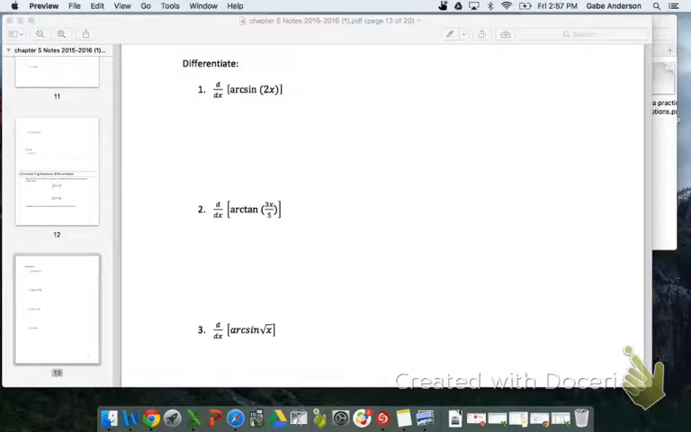Okay, so example number 1. I'm going to zoom in a little bit on example number 1. And we've got d dx, the derivative with respect to x, of arcsine of 2x. So I want to make sure that I'm very clear on what is what, as far as which part goes with which part of our formula.